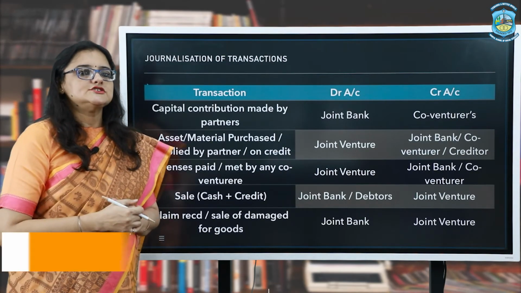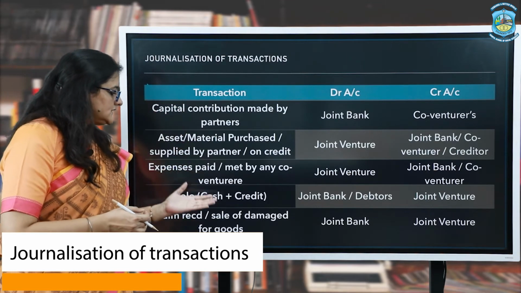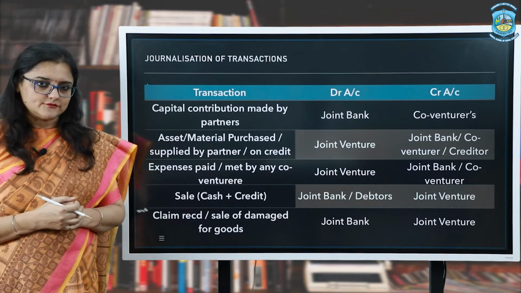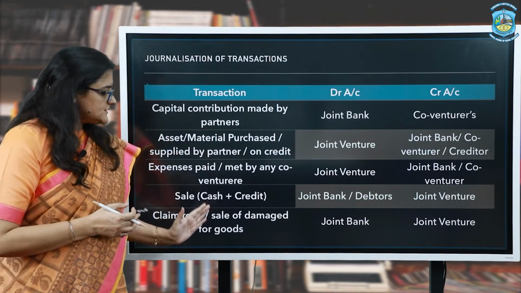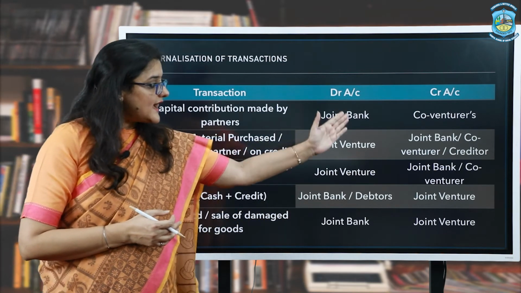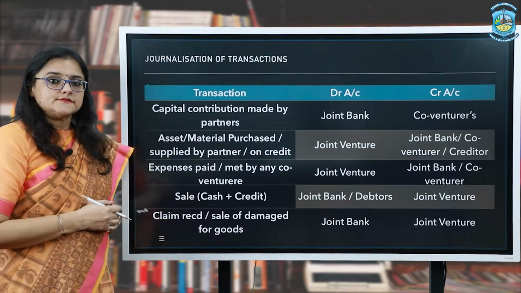Now it's time to learn the journalizing of the transactions of a joint venture. Let us see all the categories of transactions that take place in a joint venture and how they are accounted for. So this is the transaction description, that is the debit account which is getting affected, and that is the credit account. So let us see the transactions of the joint venture.